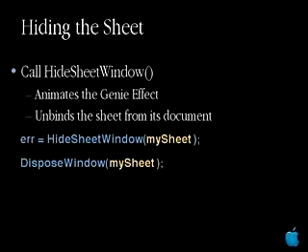So the user interacts with your sheet for a while, and ultimately they're going to click a button or do something in the sheet that means dismiss it. And to get rid of the sheet and thereby animate the Genie effect, you call hide sheet window. This also unbinds the sheet from its document. And like any other window, you just dispose it when you're finished with it. Alternatively, you could keep it around for a later use of show sheet window if you want.